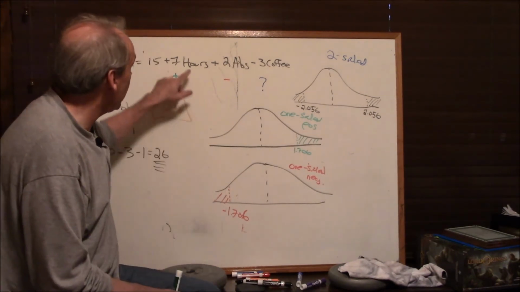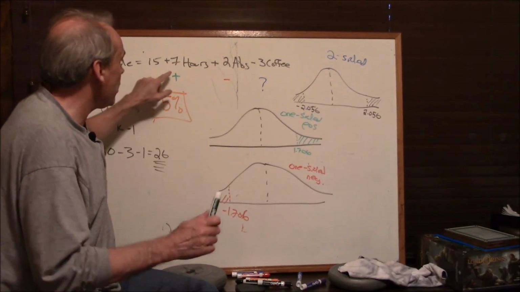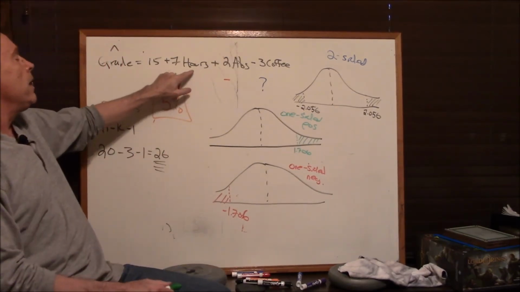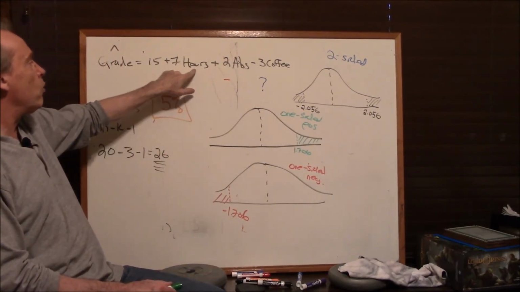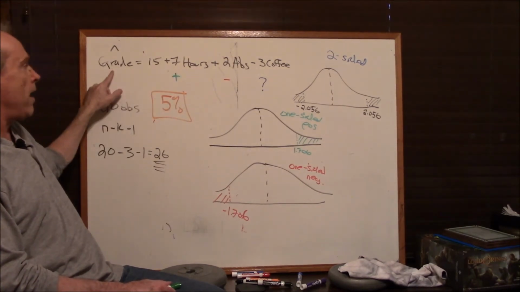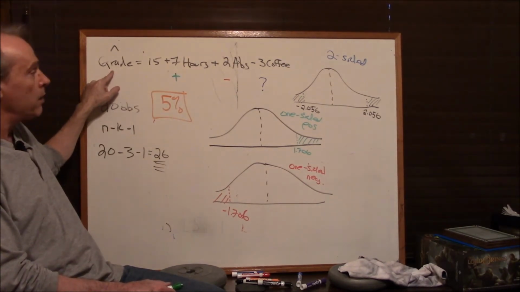All right? It really has no impact whatsoever on grade. When you can't reject the null hypothesis, it means you're saying, I don't even know if this really has an impact on this variable or not. I don't know. I don't have enough confidence to say.